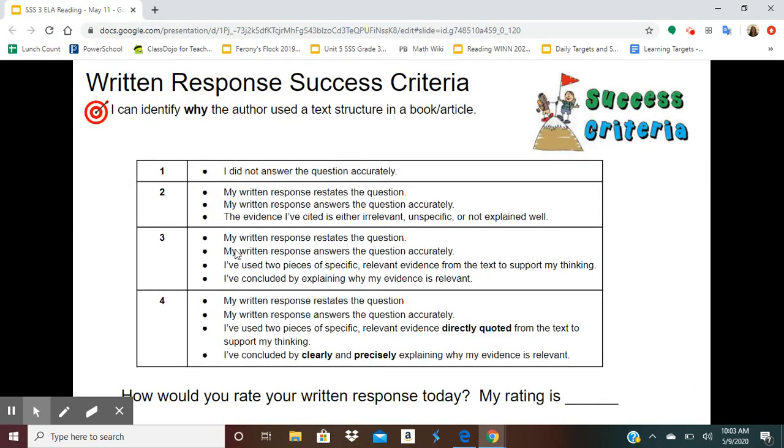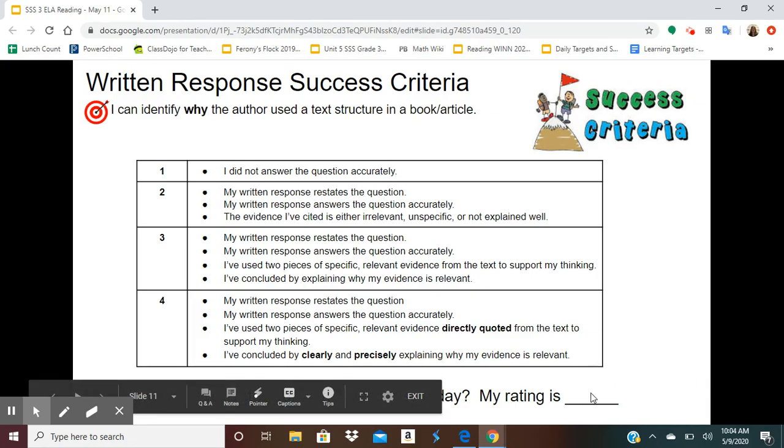To be successful, we expect you to use RACE and the 1 through 4 rubric for written response. You're shooting for a 3 or a 4. Remember, you need at least 2 pieces of evidence directly from the text to support your thinking. Don't forget to turn the question around. In order to earn a 4, you would directly quote the text with your evidence. You will use clear and precise explanations for how your evidence supports your thinking. And don't forget to rate yourself down here at the bottom.